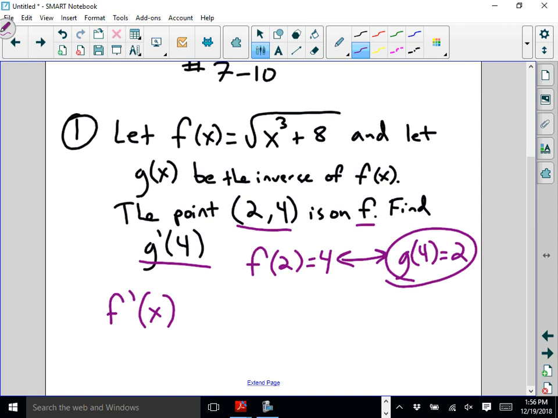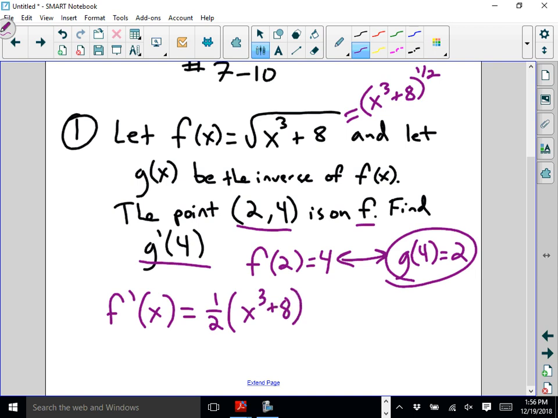Again, we might want to think about this function as (x cubed plus 8) to the half power. We need to remember that square root simply means to the half power, so it's (x cubed plus 8) to the half power. F prime then would be one half. It's a chain rule, because we have a function x cubed plus 8 within another function, the square root of x. So I do the derivative of the outside while keeping the inside the same.